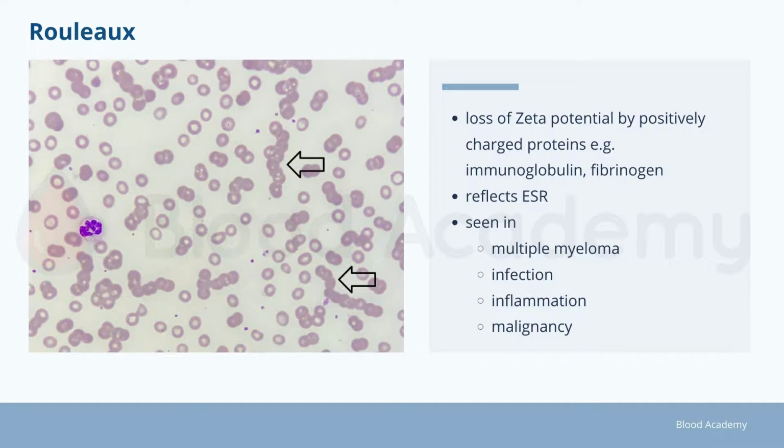In such scenarios, the zeta potential maintaining red cell repulsion is lost. Red cells come into proximity to each other, producing an arrangement akin to a collection of stacked coins. You should not confuse rouleau with irregular red cell clumping, known as agglutination, described later, and the thick part of the blood film. More pronounced rouleau formation causes prolongation in the rate of red cell sedimentation when whole blood is centrifuged. This principle mirrors that used in determining the erythrocyte sedimentation rate. Rouleau is most commonly seen in multiple myeloma, infection, inflammation, and malignancy.